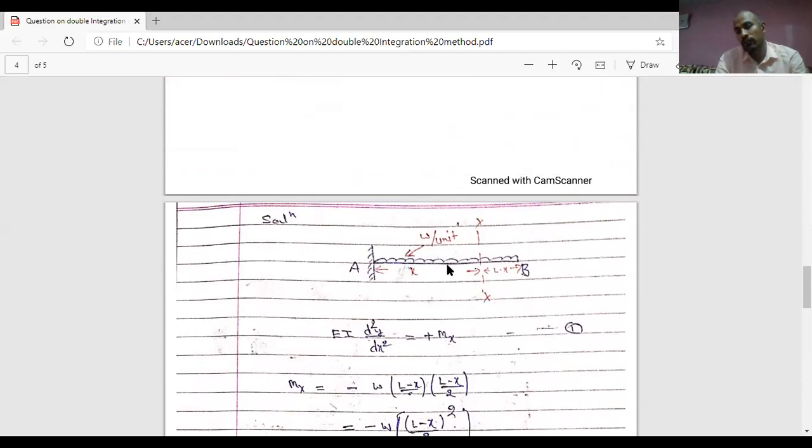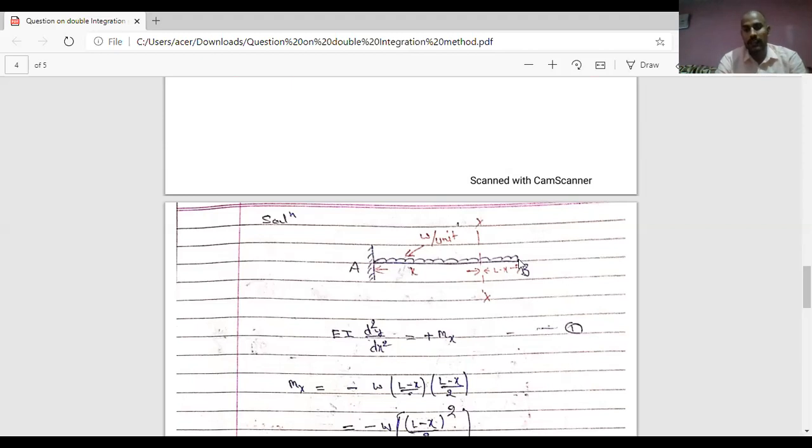If we put a uniform varying load, UVL, on this beam, the uniform varying load will vary from B to A, meaning at B it equals 0 and at A it will be maximum, like this. The same steps will be followed for solving this question. Only the Mx value will be changed.